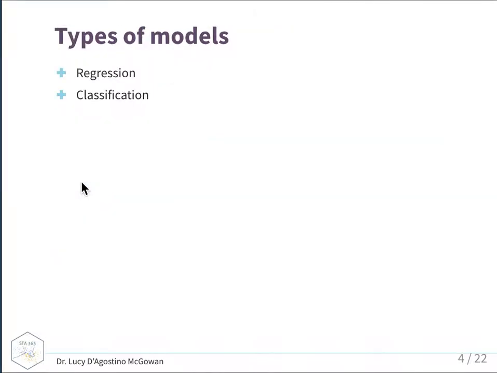And so what types of models have we talked about? We've talked about two types of models, regression models and classification models. Regression models cover situations where you have a continuous outcome, and classification models cover the situation where you have categorical outcomes.